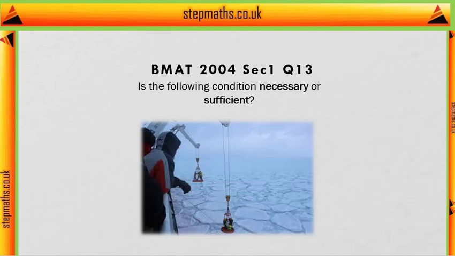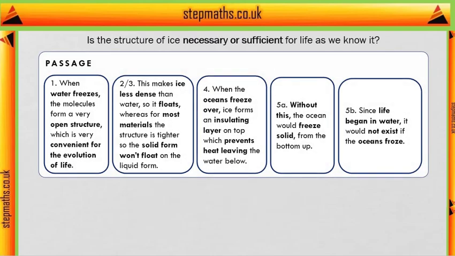This is question 13 from section 1 of the 2004 BMAT, and in this question we're asked to judge whether a condition is necessary or sufficient. So let's see what it is in more detail. The passage is about the connection between the structure of ice and the existence of life, or at least life as we know it, and we're basically asked if one is a necessary or sufficient condition for the other. So let's read the passage first and then we can come back to this.